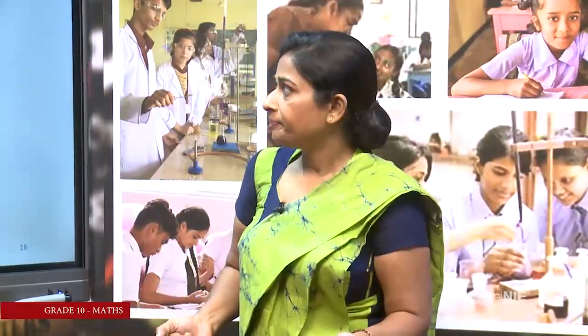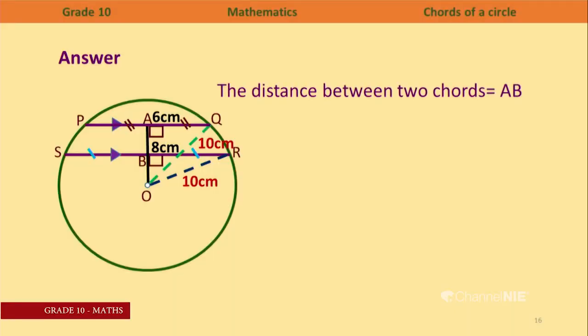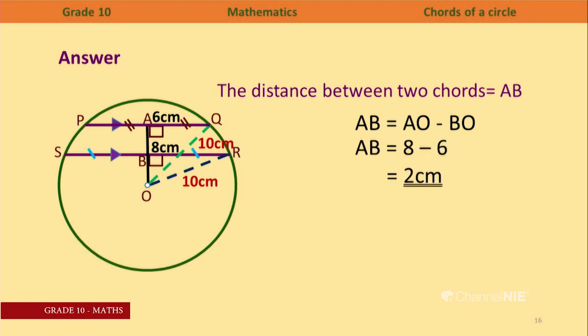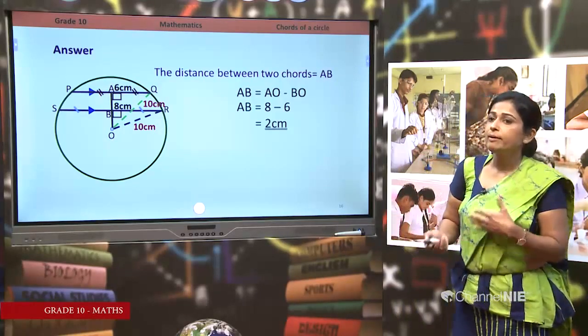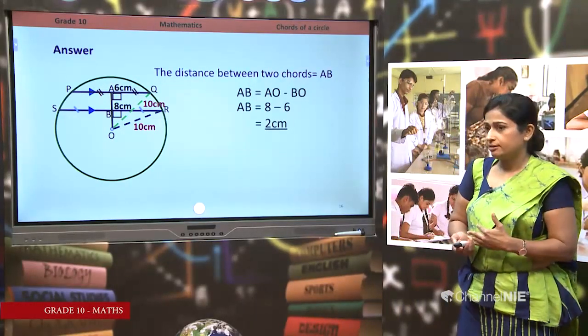Here, the distance between two chords is AB, and we can find that AB is equal to OA minus BO, or AO minus BO. We know AO is 8, BO is 6. So, what is the distance between two chords? That is 2 cm. AB distance means the distance between two parallel chords. That is very easy. Here also we have applied the converse of the theorem.